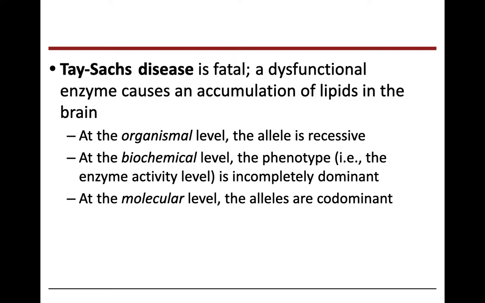There are a couple different types of diseases that we need to talk about. One is Tay-Sachs disease, which is fatal. It's a dysfunction in the enzymes that causes lipids to accumulate in your brain. At the organismal level, this allele is recessive. At the biochemical level, the phenotype is incompletely dominant, meaning that if you're a carrier for Tay-Sachs disease but you don't express it, you can pass it on to offspring. And at the molecular level, the alleles are codominant, meaning that both protein structures are being expressed simultaneously.